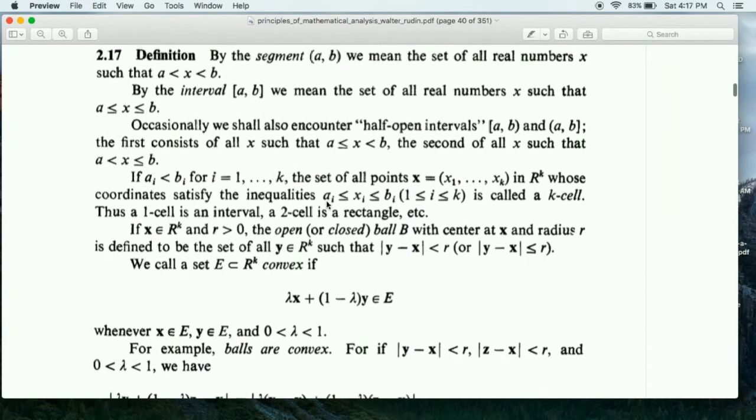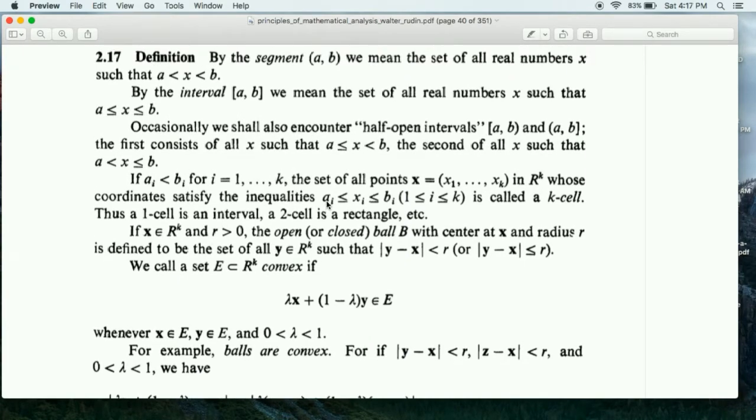Another notion is that of an open ball. What is an open ball or a closed ball? Suppose x is in the Euclidean space R^k and small r is greater than 0, some radius. So the open ball B with center x and radius r is defined to be the set of all y's in R^k such that the distance between y and x is less than r, and it is closed if this distance is less than or equal to r.